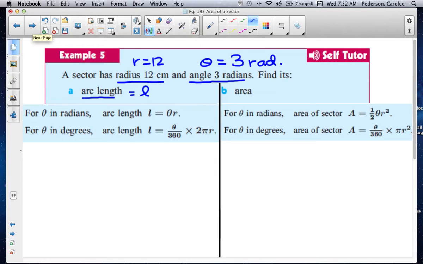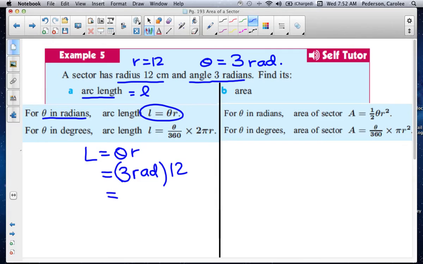So we want to choose one of the appropriate formulas. In this case, we are in radian measure, so we're going to choose this formula here. L equals theta times r. Our central angle is 3 radians, and then our radius is 12. So 3 times 12 is 36, and our units is centimeters. So the arc length for this is 36 centimeters.